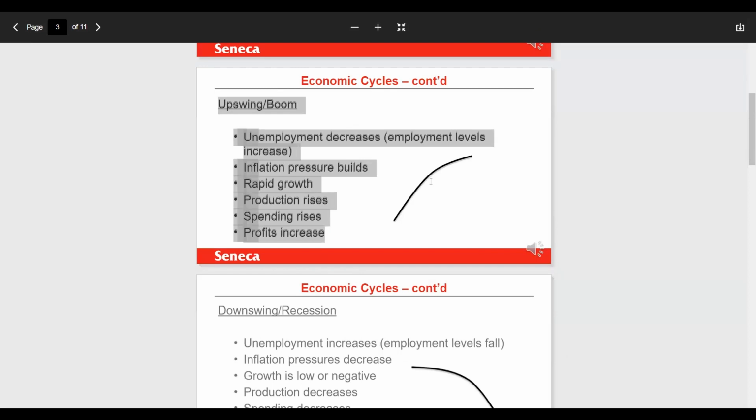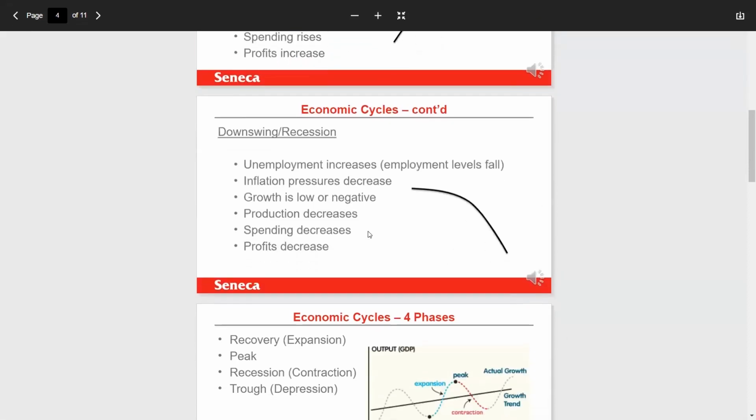And then downswing, recession: unemployment increases, employment levels fall, inflation pressures decrease, growth is low or negative, production decreases, spending decreases, and profits decrease.